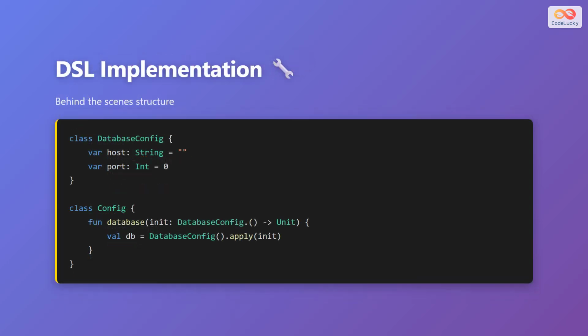Behind the scenes, implementing this configuration DSL is straightforward. We create a database config class with properties like host and port. Then, we create a config class with a database function that takes a lambda with database config as its receiver. Inside this function, we create a database config instance and apply the lambda to it using the apply function. This pattern of creating an instance, applying the lambda, and storing or returning the result is the foundation of building DSLs in Kotlin.